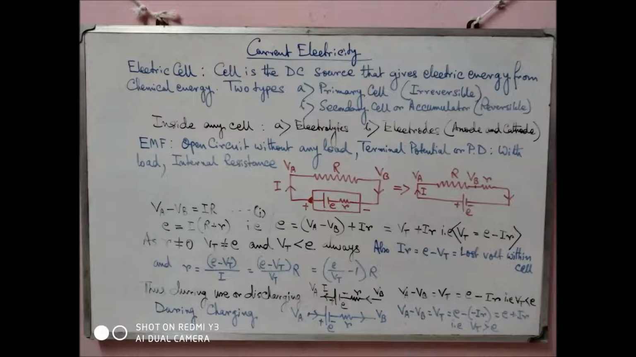Now whenever we are connecting the cell with any circuit, that is with any external load, the load may be a bulb like a torch, the load may be your mobile phone, anything. So whenever it is connected to the external load, the current is flowing, then current is not zero. In that case, the potential difference at two terminals of the cell, that is positive and negative, we get as terminal potential or potential difference.